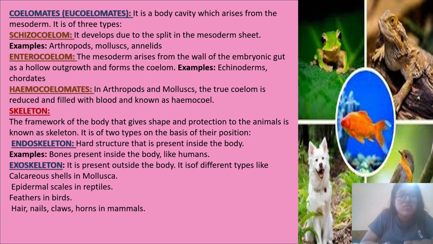Next, skeleton. The framework of the body that gives shape and protection to the animal is known as the skeleton. It is of two types on the basis of its position. Endoskeleton, a hard skeleton structure present inside the body. Example: bones present inside the body, like in humans. And exoskeleton. It is present outside of the body. It is of different types like calcareous shell in mollusca, epidermal scales in reptiles, feathers in birds, hair, nails, claws, horn in mammals.